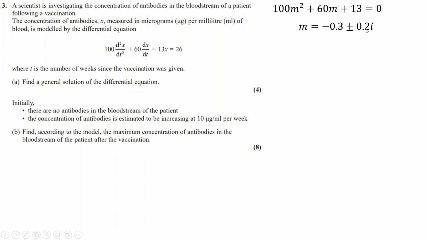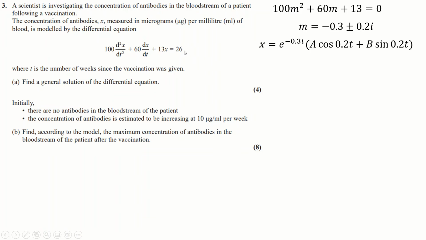Now that's two complex roots, so we need to remember what case we're in for the solution, what the solutions look like, and it's going to be e to the minus 0.3 t at the front, and then it's a cos this t plus b sine this number t as well. And that's the general solution there-ish, except I haven't sorted out the 26 yet.